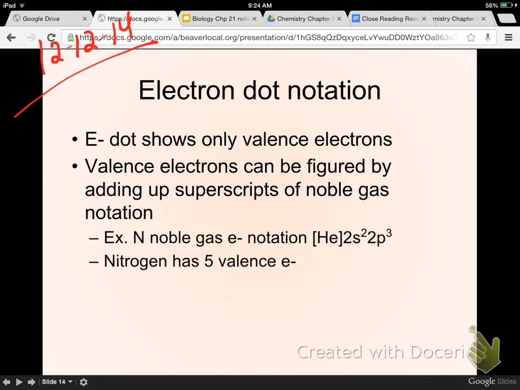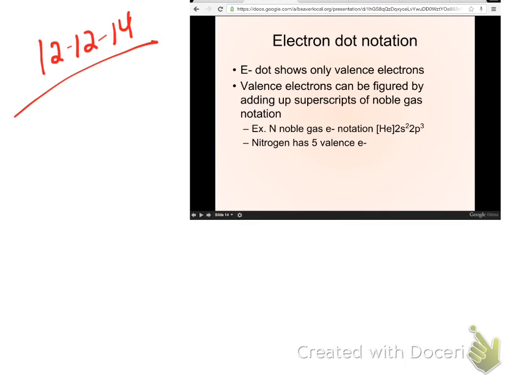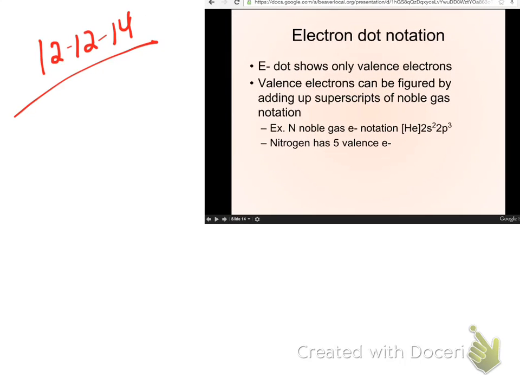But I wanted to run back and hit all the things you do know how to do, because we're going to just find one more, for now, way of representing atoms. So we've got a lot of different ways to represent atoms, and we're going to add one more to the tool belt. So this is something called an electron dot diagram, and you have probably actually already done this. And an electron dot diagram, or an electron dot notation, just shows valence electrons. That's all it shows.